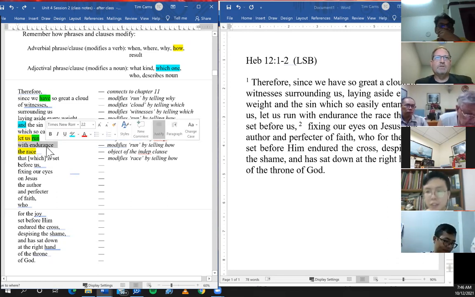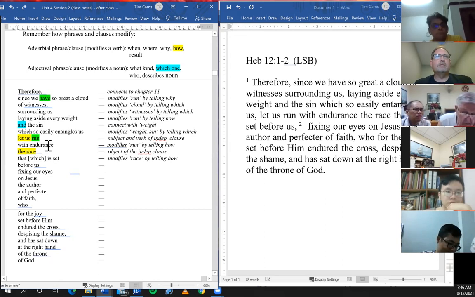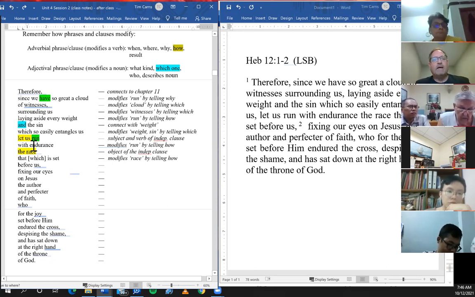With endurance, let's look at that phrase again for a minute. I would first assume it's modifying the word before it. And so then I just want to say, does that make sense? So let us run with endurance. With endurance sounds like it's describing how, answering the question how. So I go, yes, if it's answering the question how, it's going to modify a verb, an action. And in this case, that makes sense. It modifies run by telling us how.